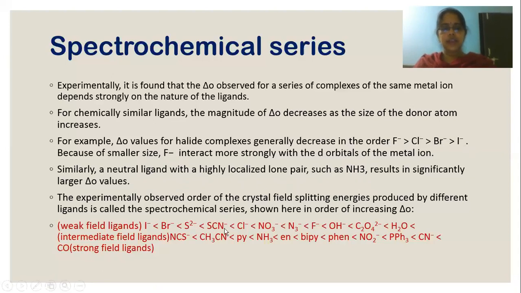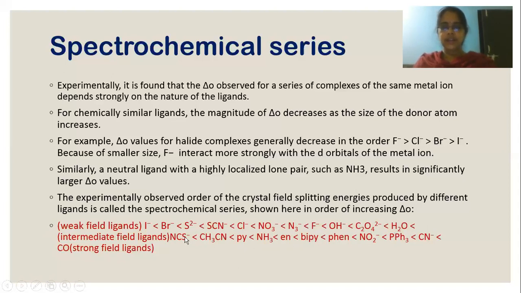This is the experimentally observed order of different ligands, which is known as the spectrochemical series. A number of ligands are arranged in the order of their crystal field splitting values. The ligands arranged on the left hand side of the spectrochemical series are called weak field ligands, like iodide, bromide, sulfide, thiocyanate ion, chloride ion, and so on.